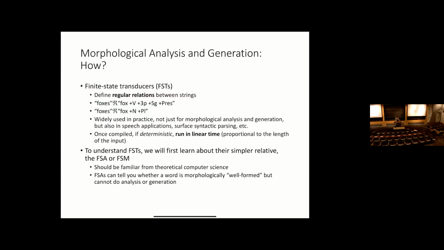But to understand them, we have to go to something simpler, because this can be hard to get your head around at first. So we have to start with their simpler relative, the finite state automaton or finite state machine. Who here, raise your hand if you have encountered finite state machines or finite state automata before. Raise your hand on Zoom. So a lot of you, but not everybody. So by the end of this class, all of you will have encountered them.